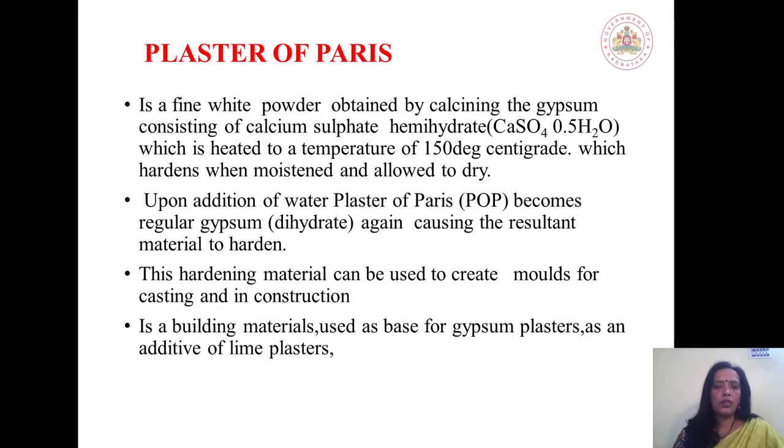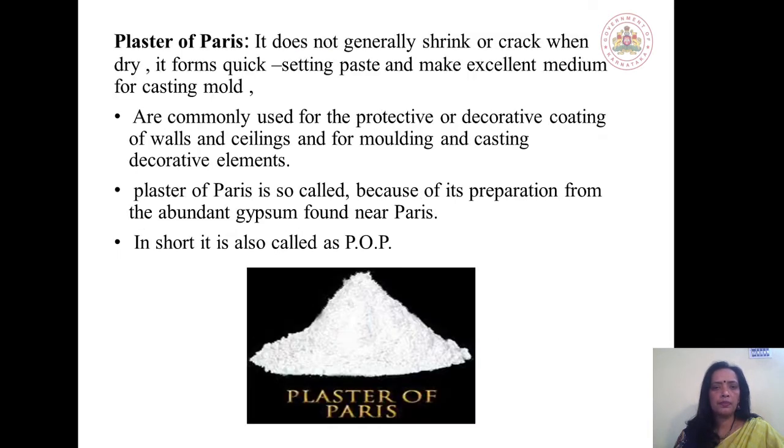Upon the addition of water, plaster of Paris, that is POP, becomes regular gypsum again, causing the resultant material to harden. This hardening material can be molded. It can be used to create the molds for casting in construction. It is a building material used as a base for gypsum plasters and as an additive of lime plaster.